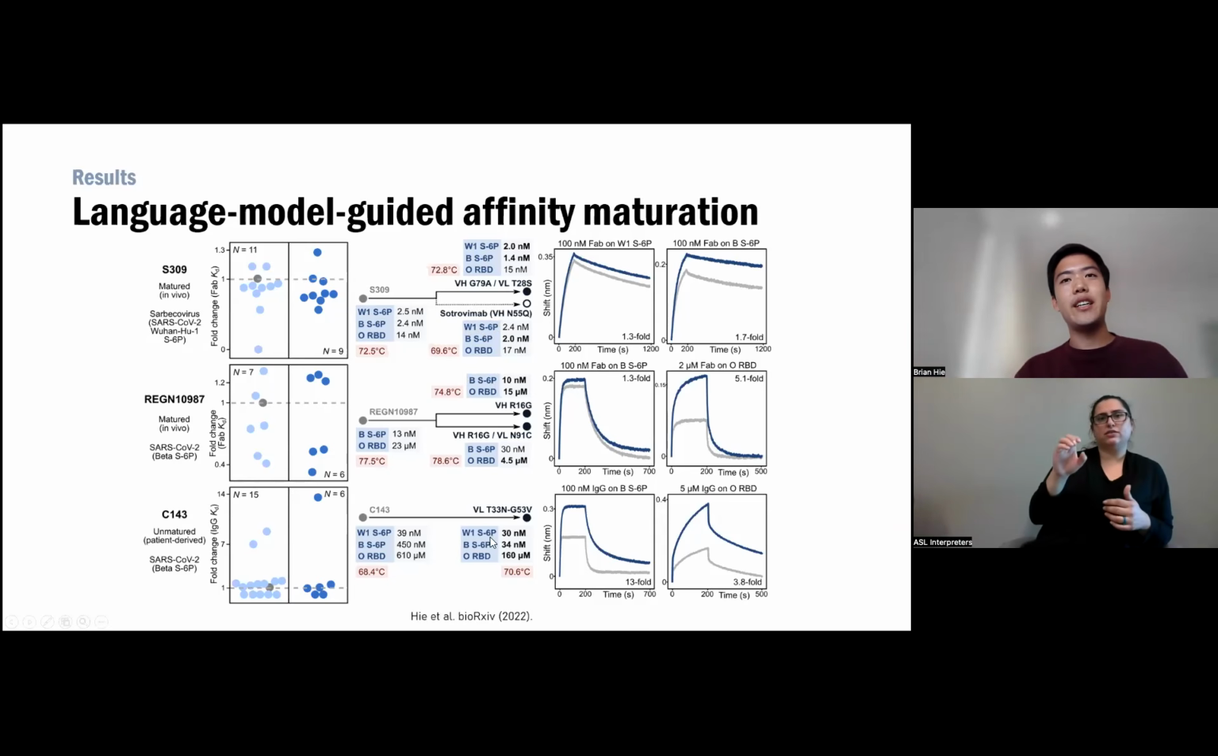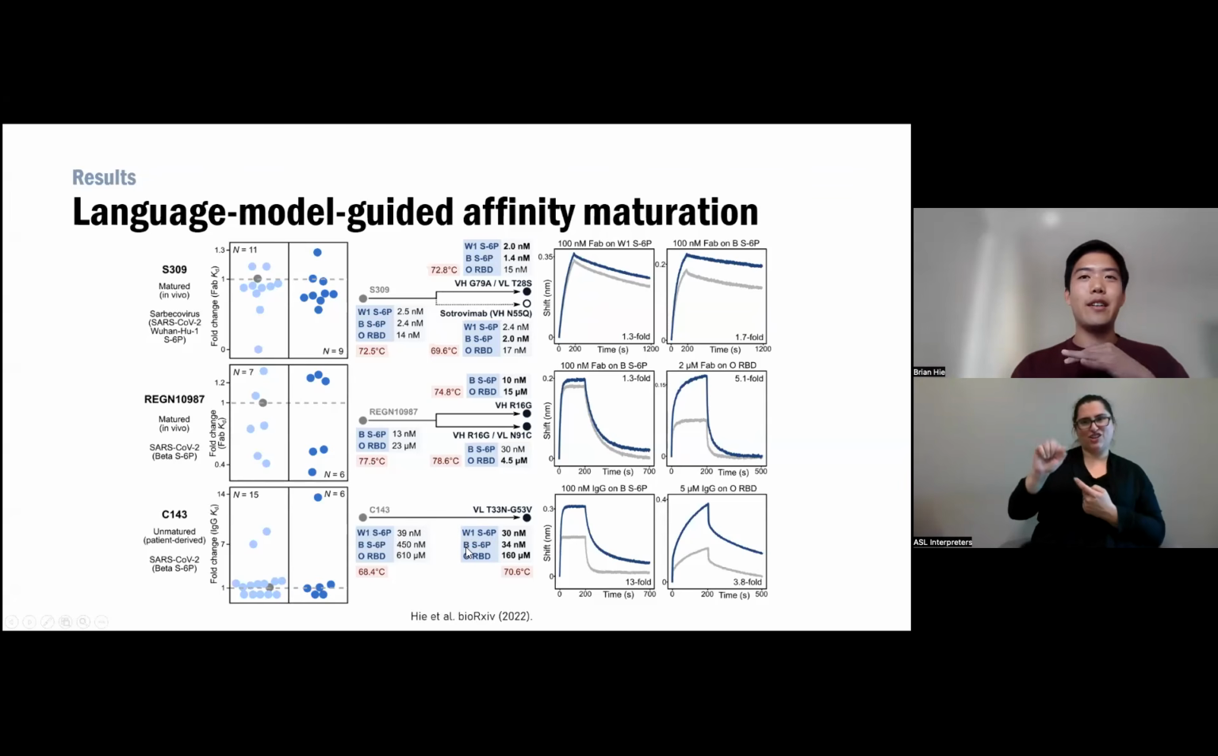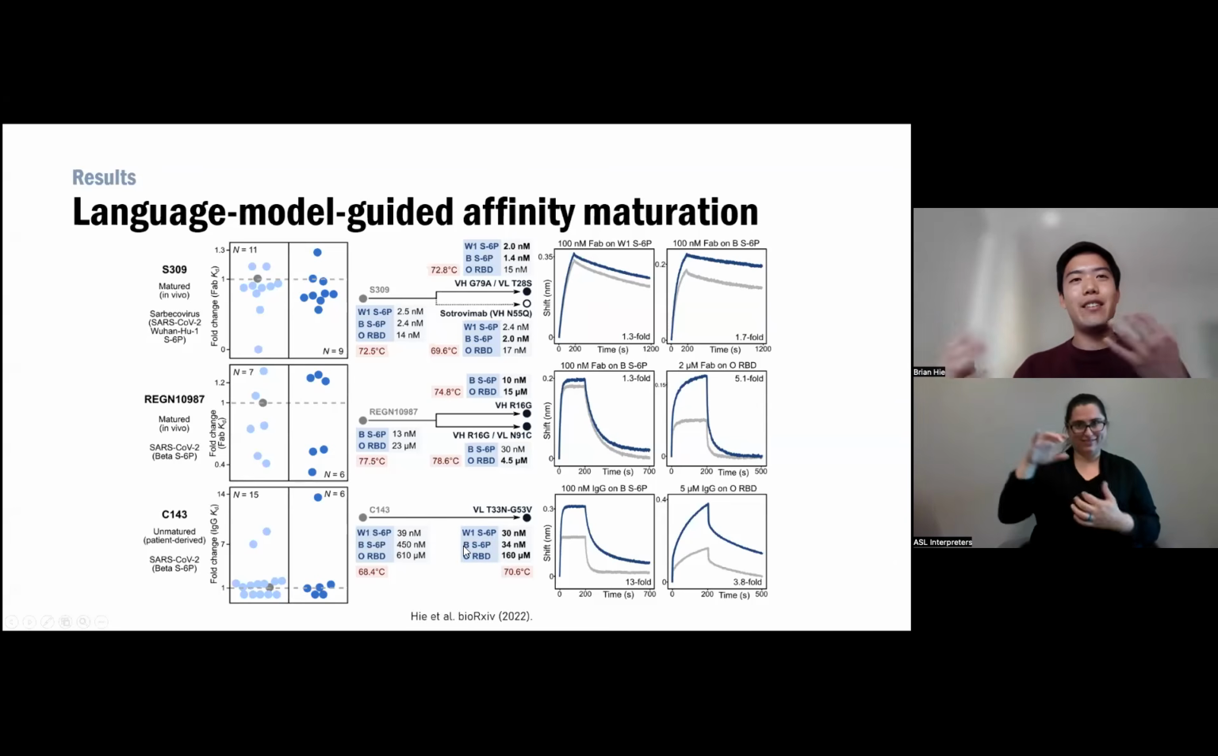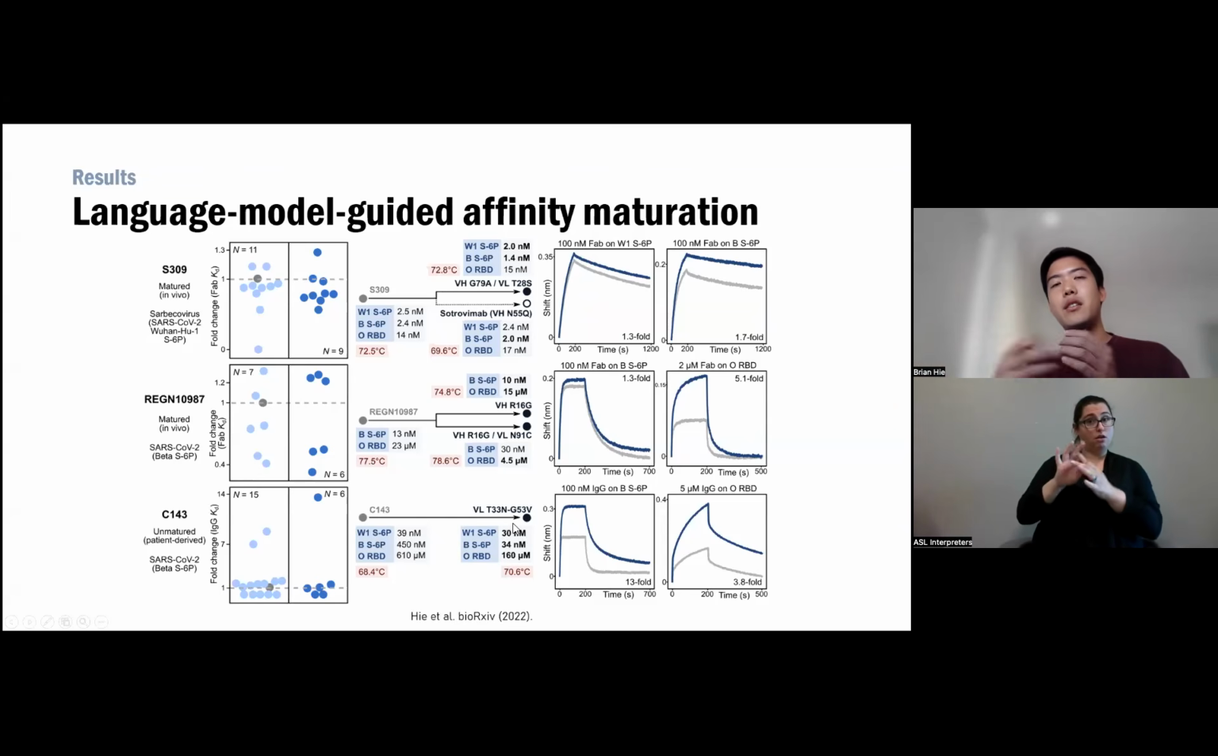Interestingly, for C143, we were able to rescue its binding affinity to a variant of SARS-CoV-2, the beta variant, which at the time was the most immune evasive variant of SARS-CoV-2 prior to Omicron. Then Omicron just made the affinity bad, but maybe we're still a little bit better. But I thought that was also a cool result, that at least for the beta variant, we were basically able to rescue the binding affinity with some of our language model recommended substitutions.